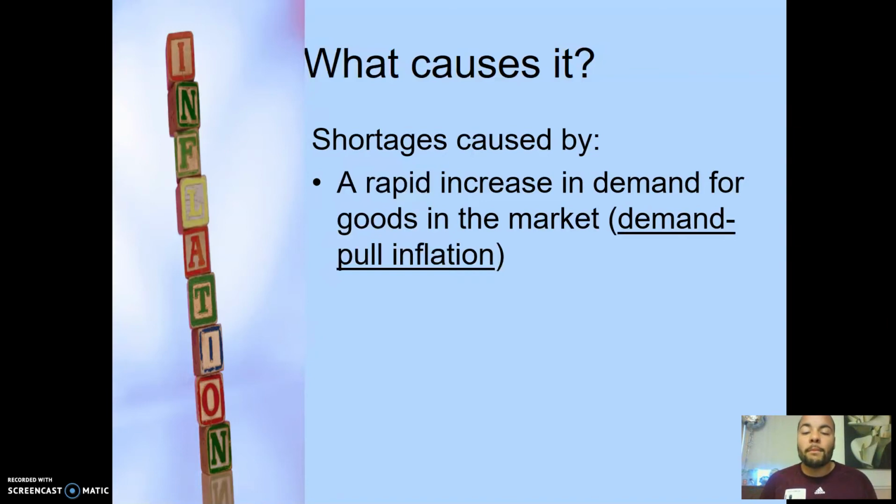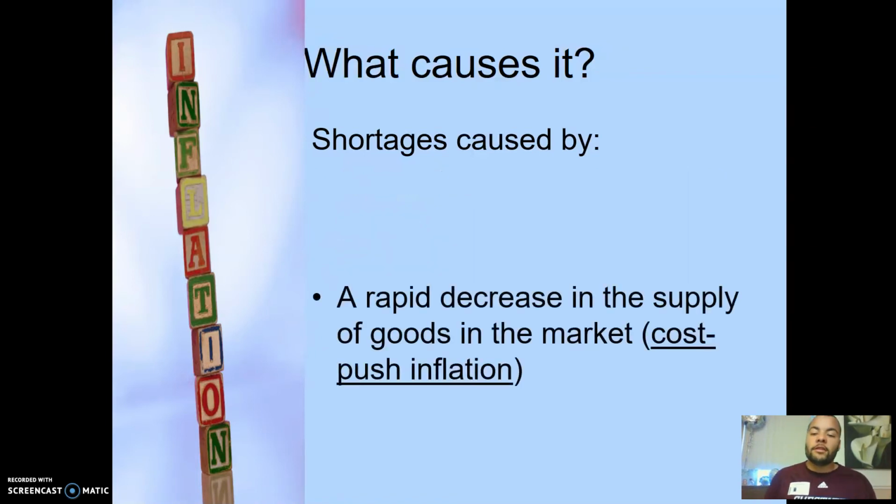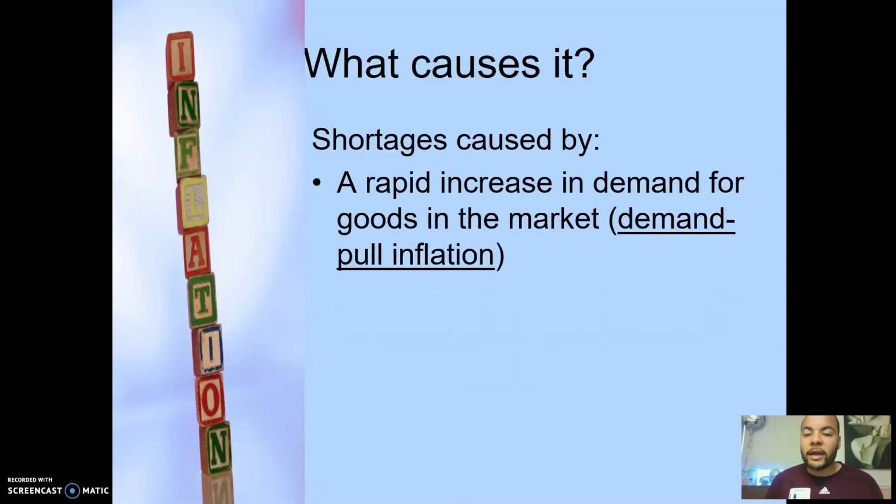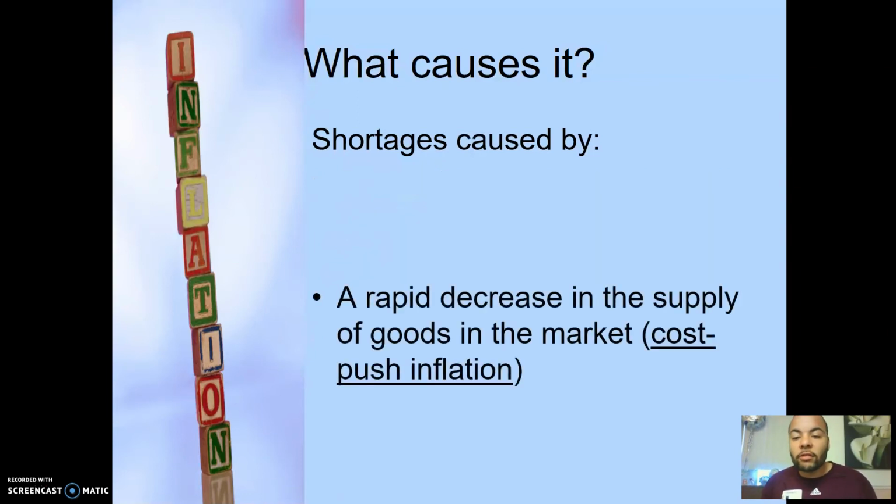A shortage caused by a rapid increase in demand for goods in the market is called demand pull inflation. So look, rapid increase in demand, demand pull, we want more items in the market. That will cause a shortage because we're going to run out of things. Think of scarcity: unlimited wants and desires, not enough resources. Now, if it's a rapid decrease in supply of goods in the market, that's called cost push inflation. So if we go back, a rapid increase in demand is demand pull. A rapid decrease in supply is cost push inflation.